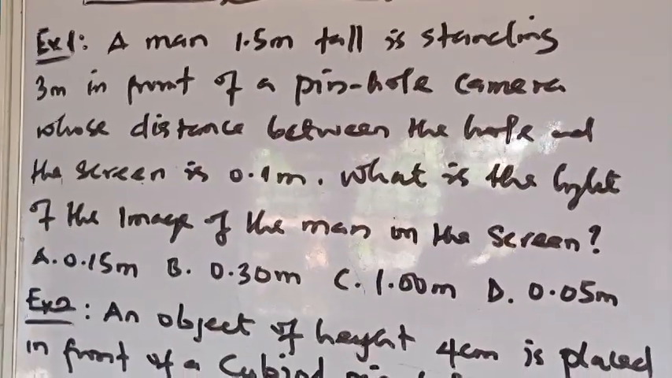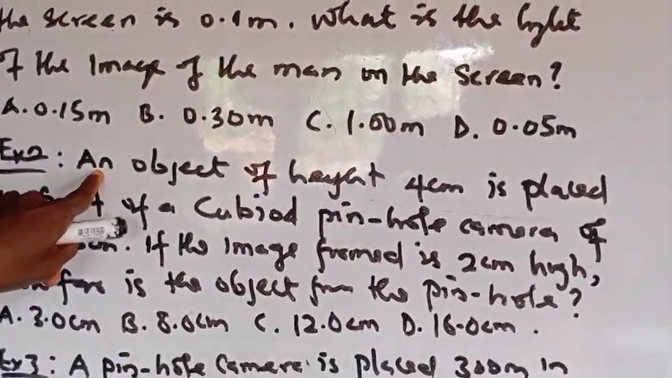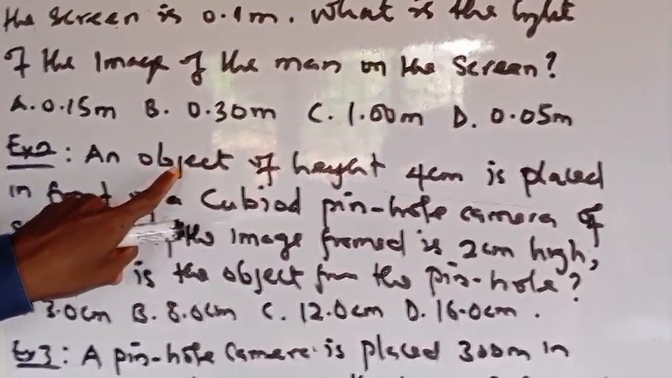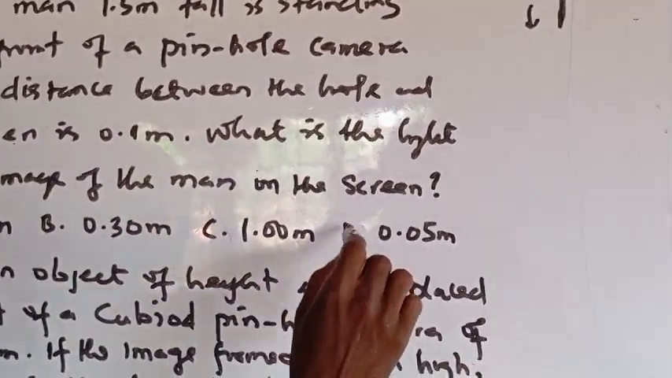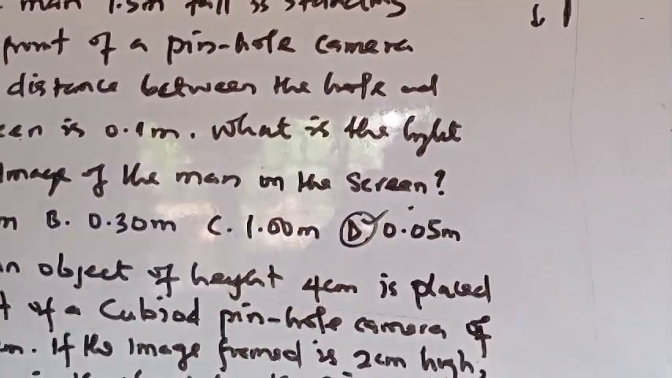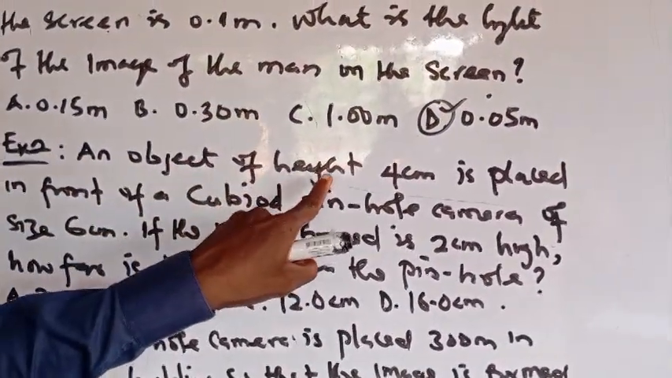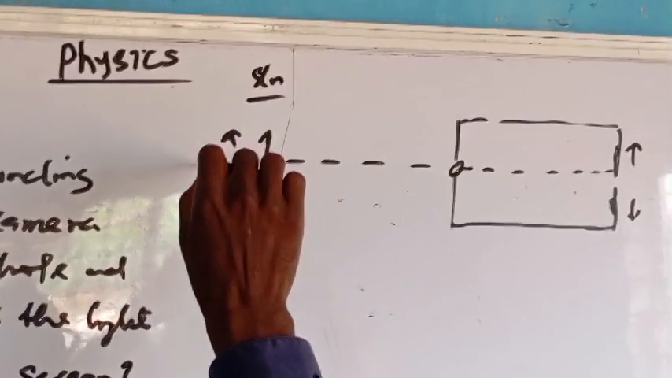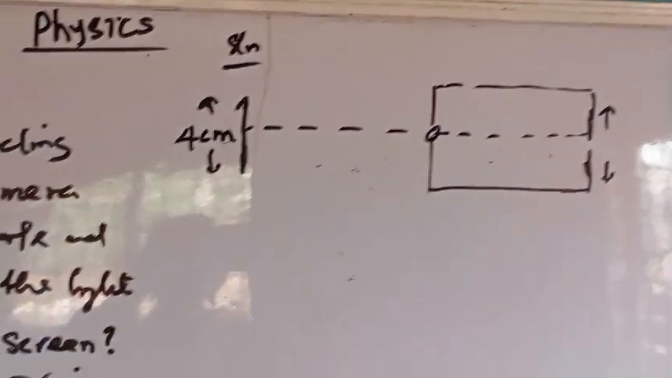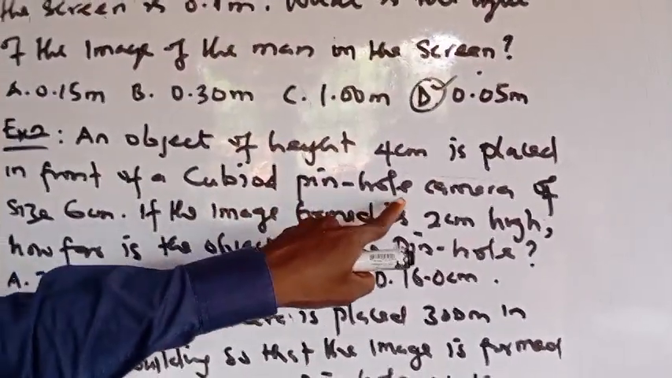Now let's look at this other question, number 2. In the first case we have solved it and found that our answer is 0.05 meter. But in this other question, we are using the same diagram. An object of height 4 centimeter is placed in front of a cuboid pinhole camera. When we say cuboid, you should know what a cuboid is.